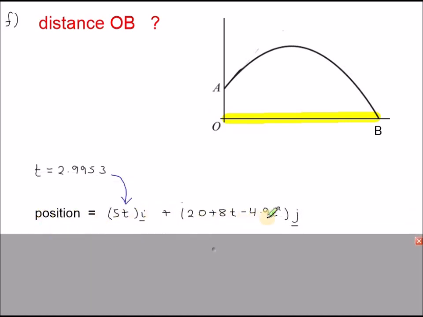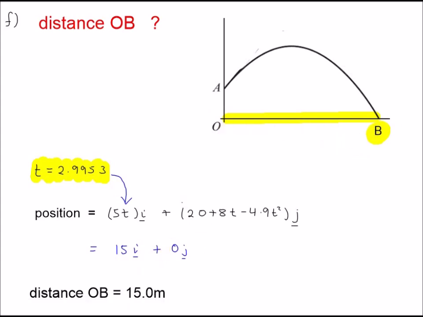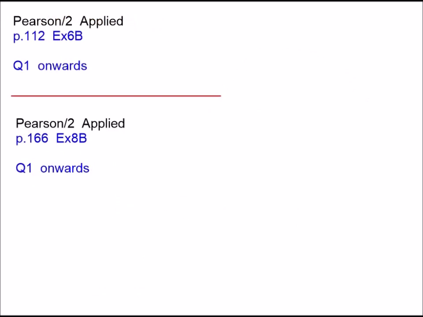So here's the position vector that we worked out earlier, and this is the value of t for time at point B, and if we substitute in, we can see from here there's no j component, so that will be 0 anyway. You can put in the value of t in here anyway and it will just give you 0 for this part. So if the position is 15 meters, then that distance there is just 15 meters. For further practice, try these questions.